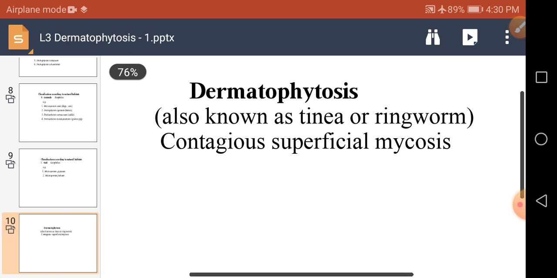Dermatophytosis, as I said, is a superficial mycosis of the skin caused by dermatophytes, also known as tinea or ringworm. The word tinea precedes the anatomical site infected. Ringworm is the description of the lesion because the lesion is commonly round. The disease is contagious. It can be easily transmitted from the source of infection to the healthy person to be infected.